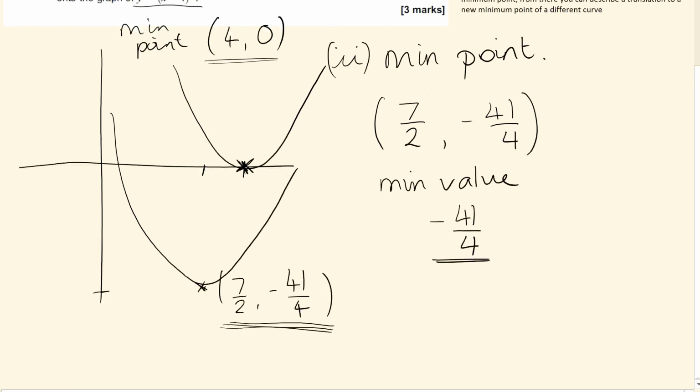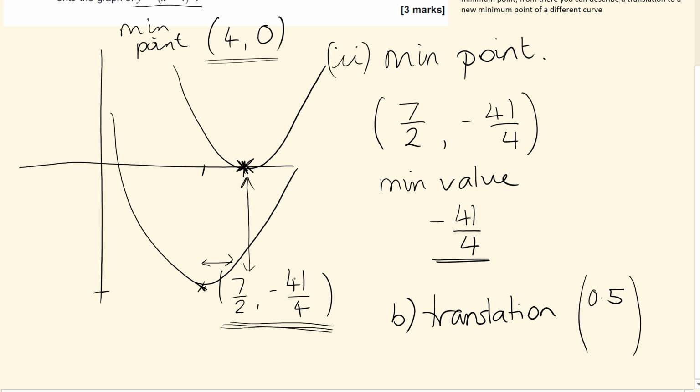So we are going to write down that it is a translation. It's just a movement, it's not a stretch. And to get all 3 marks, you must leave this as a vector. So what's happened in the x direction? The x direction has moved positive a half, so 0.5 or a half in the x direction. And the y direction has moved all the way up from minus 41 quarters, all the way up to 0. That is a positive movement, so it is positive 41 over 4.